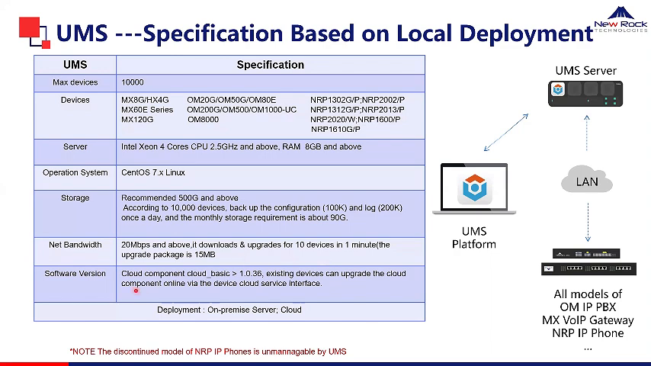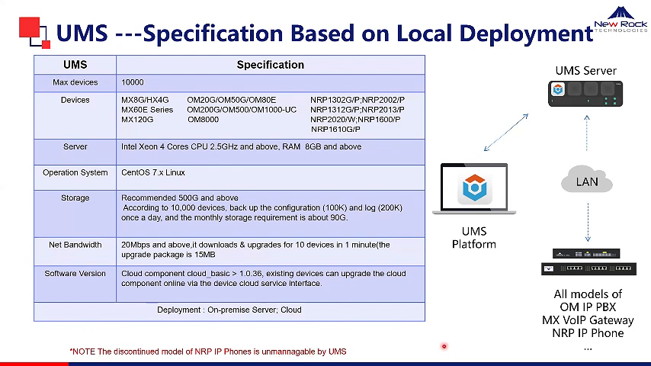With regards to software version, when you deploy or you already have the existing models of our new rack products, the requirement for the cloud component should be greater than 1.036. So all those existing devices can upgrade the cloud component online. Those using the cloud service interface can also do that. So again, the deployment is on-premise server or using the cloud. Take note that all discontinued models of NRP phone are now unmanageable by UMS.